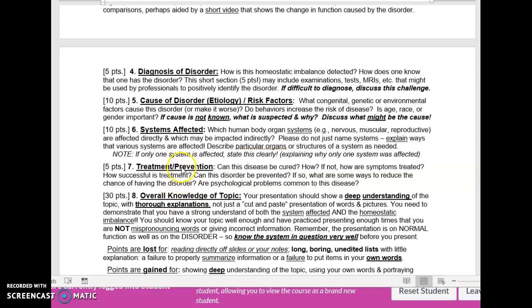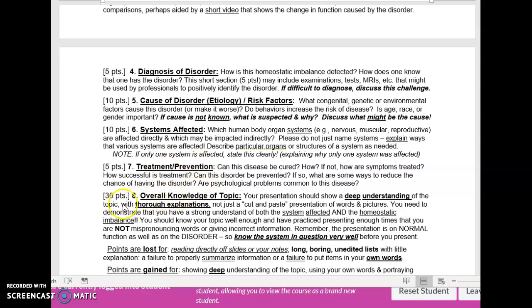Treatment and prevention, very easy. There'll be lots of stuff. I actually lowered the points on that because people like to go on and on about that, but I don't think it adds that much to your understanding of the anatomy and physiology, which is what I'm hoping you'll get out of this. So I don't want you to go on and on. I just want you to talk about some of the treatments and some of the preventive ways to not get the disease.